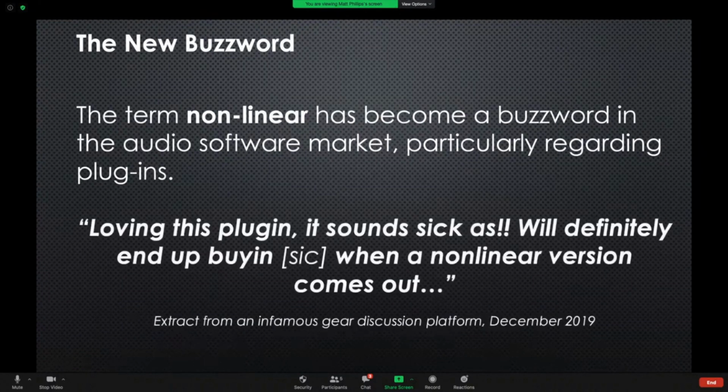I've got a great example here which I grabbed in December of 2019 from, I'd call it an infamous gear discussion platform, make of that what you will, where someone had quite innocently said regarding a commercial plugin, "Love this plugin, it sounds sick, will definitely end up buying when a nonlinear version comes out." And to my knowledge, there was no planned nonlinear version of this specific thing, and it may already be nonlinear. But during discussions, people say, well, if it's not nonlinear, then it's not going to sound as good as a linear design. So there's a little bit of misinformation out there.